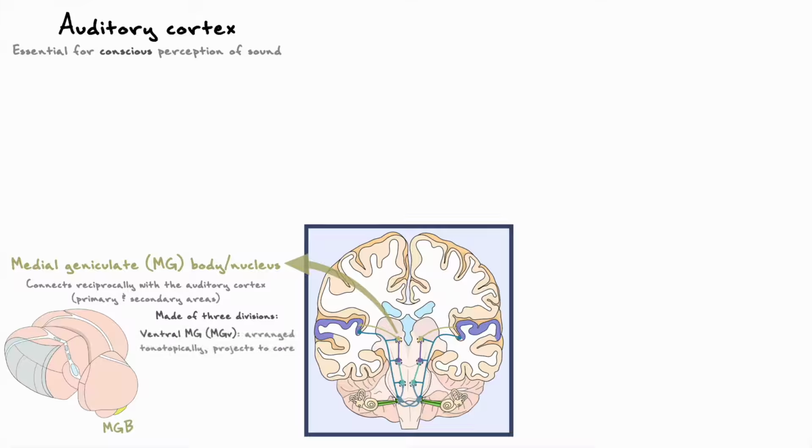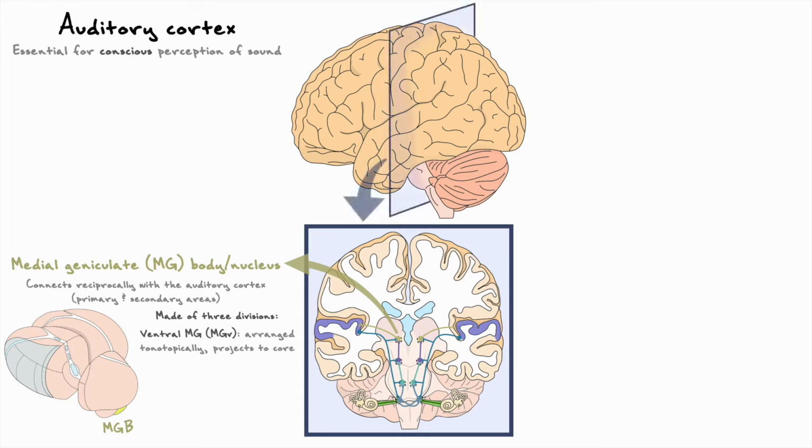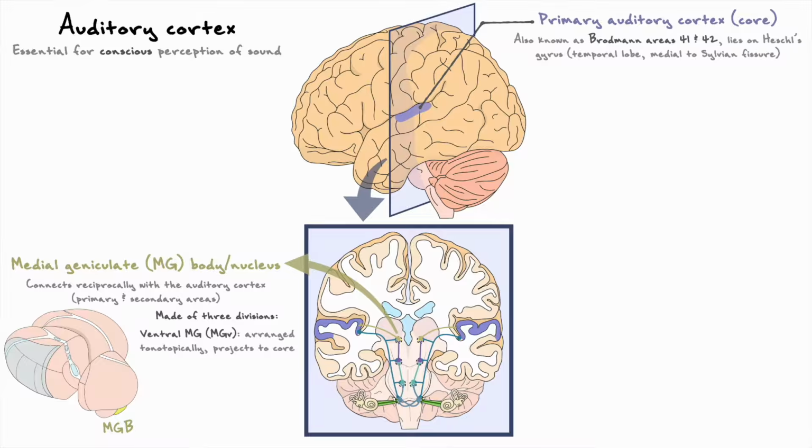The first division that we can consider is the ventral division, which receives predominantly input from the inferior colliculus and is thus tonotopically arranged. This area of the thalamus projects to the core, which is another way of saying the primary auditory cortex. To find the primary auditory cortex, we can consider this lateral view from which we can obtain the level of a coronal cross-section. So, the primary auditory cortex is also known as Brodmann areas 41 and 42 and lies on Heschl's gyrus. All these regions are located in the temporal lobe, medial to the sylvian fissure.